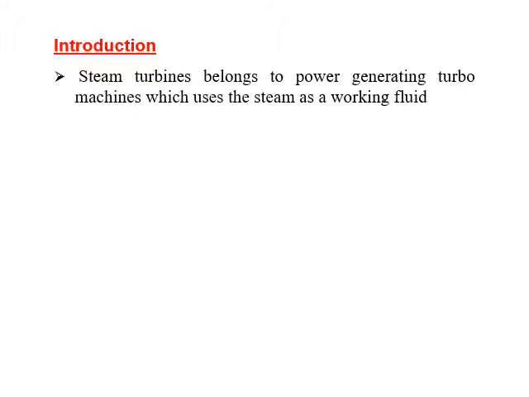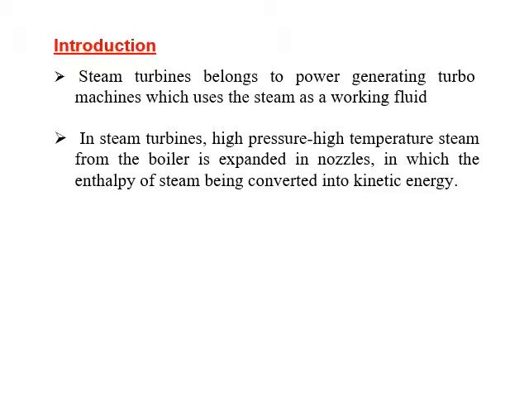So in steam turbines, the steam is the working fluid. High pressure, high temperature steam from the boiler is expanded in a nozzle. Initially the enthalpy drop occurs in a nozzle. Thereafter the high velocity steam is supplied to the rotor. Now energy exchange occurs between this rotating element and the flowing steam, in which the enthalpy of the steam is converted into kinetic energy.